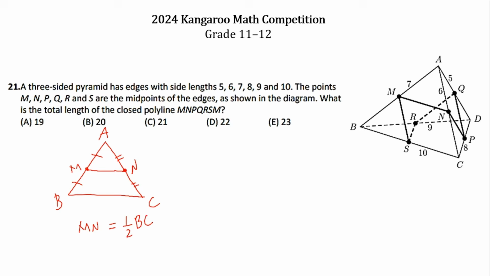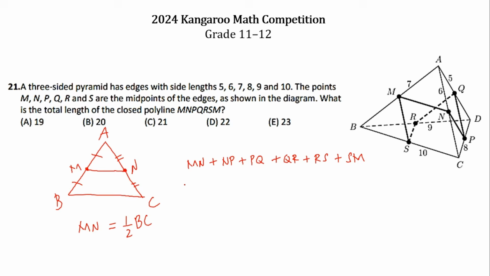So we are looking for MN plus NP plus PQ plus QR plus RS plus SM.